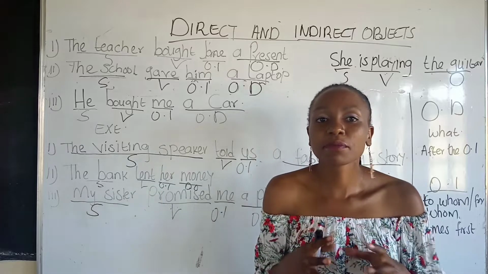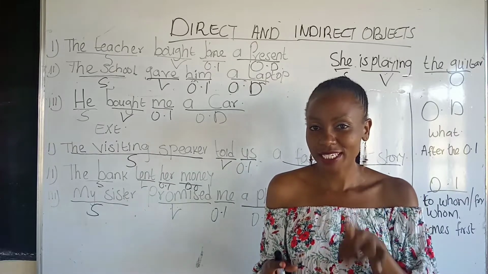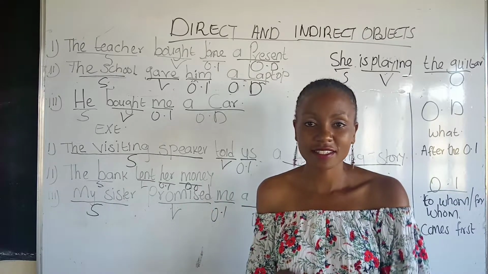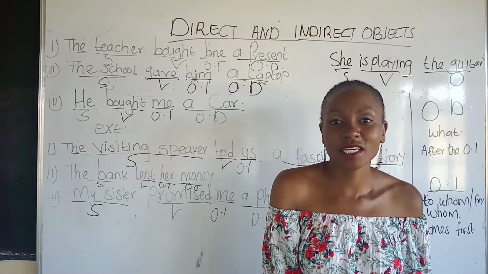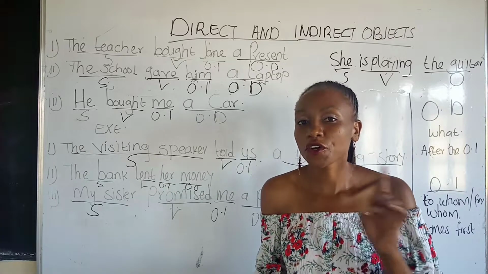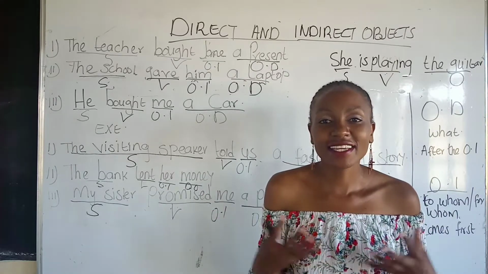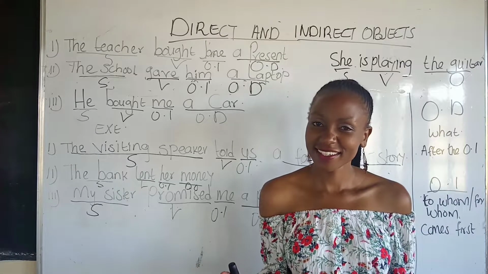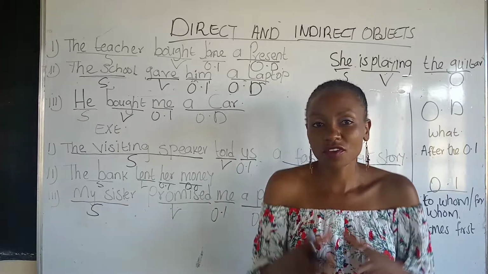So the most simple way, or what you need to understand, is that the indirect object will always come first, followed by the direct object. The indirect object answers the question for whom or to whom, and the direct object answers the question what. And that brings us to the end of our lesson.